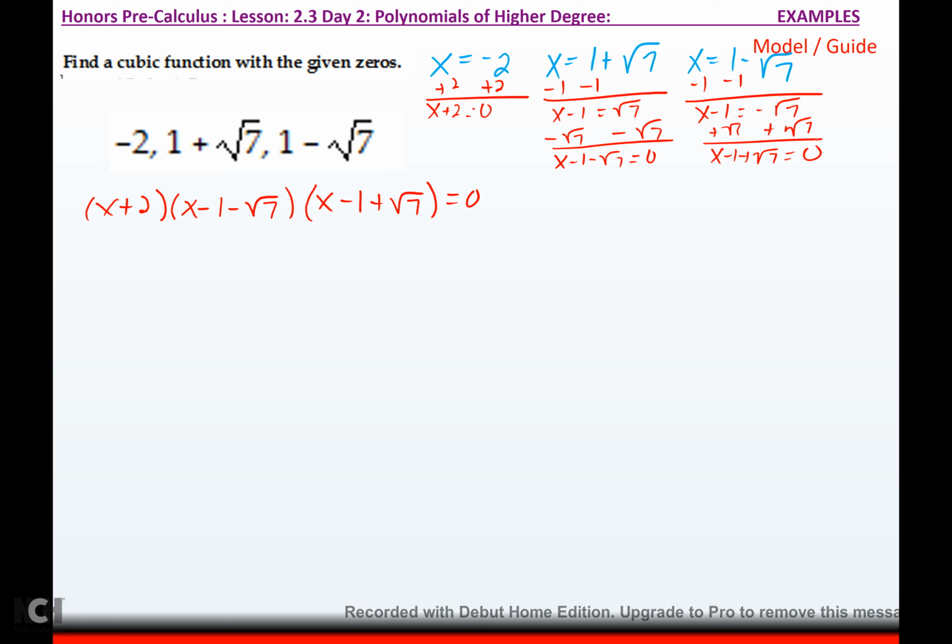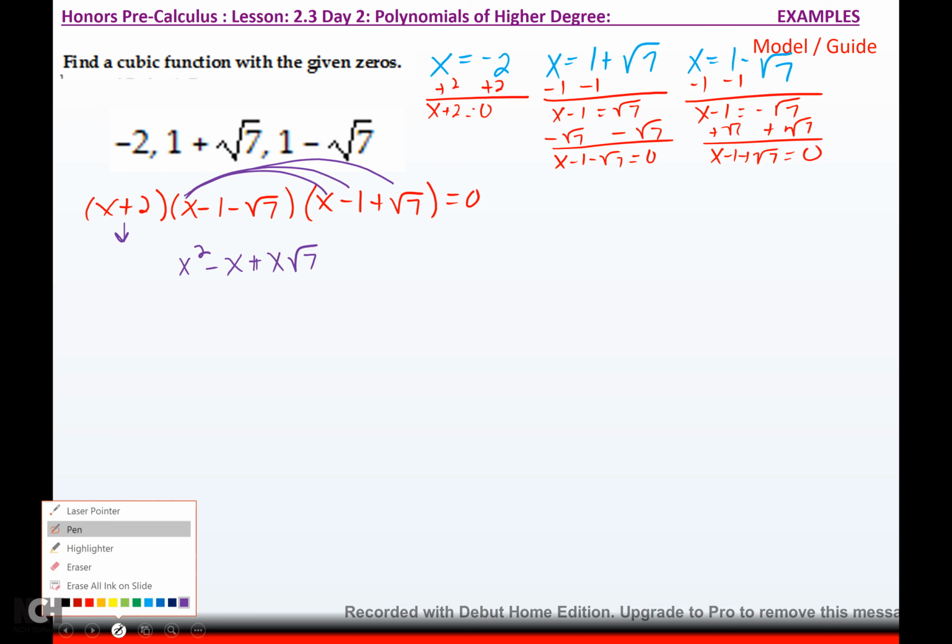Okay, now you can multiply in any order you want to. I'm going to multiply the two conjugates together because then I'll get rid of all those nasty radicals. So I'm going to save this one for later. x times x would be x squared. x times negative 1 is negative x. x times the square root of 7 is positive x square roots of 7.